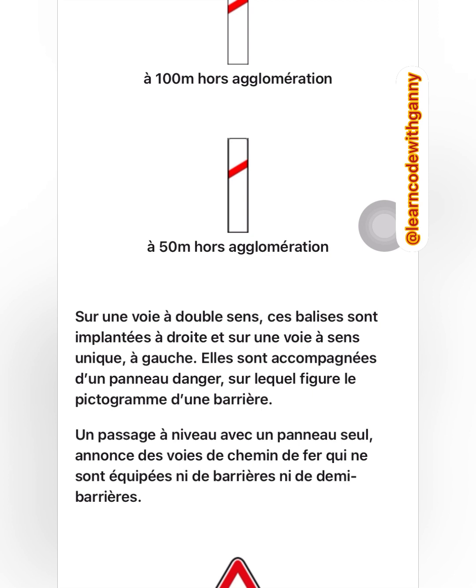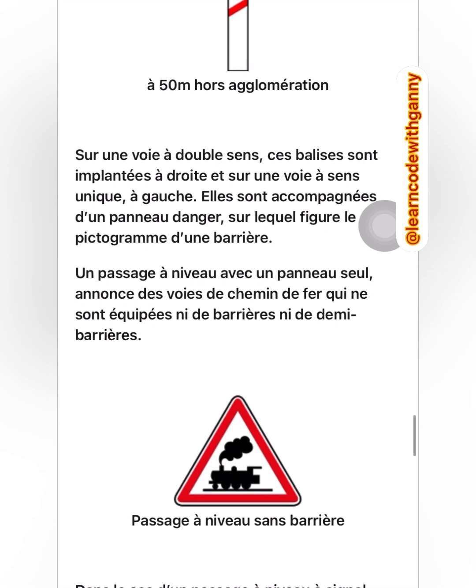so continue. On a two-way lane, the beacons are located on the right, and on a one-way lane on the left. You see the rules. On the two-way on the right, on the one-way on the left. They are accompanied by a danger sign, which is the pictorial of the barrier. You see, they are accompanied with this sign.